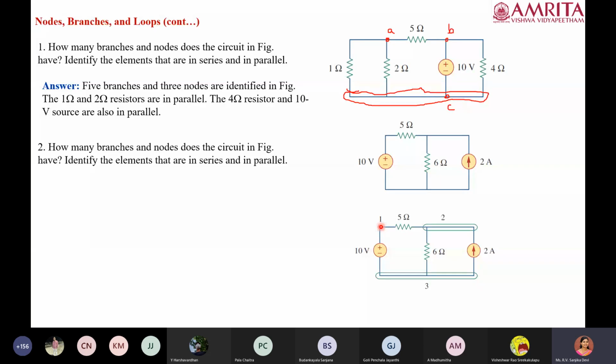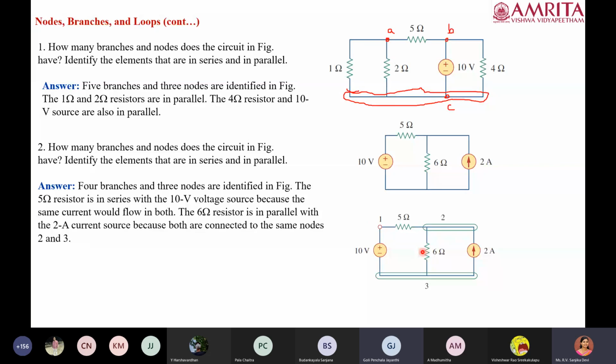And what about 10 volt and 6 ohm? They are neither parallel nor series. Yeah, the combination of 10 volt and 5 ohm is in parallel with 6 ohm. But if I consider only 10 volt, it is neither in series nor in parallel with 6 ohm, because their nodes are not common. Okay, so that's about nodes and branches.